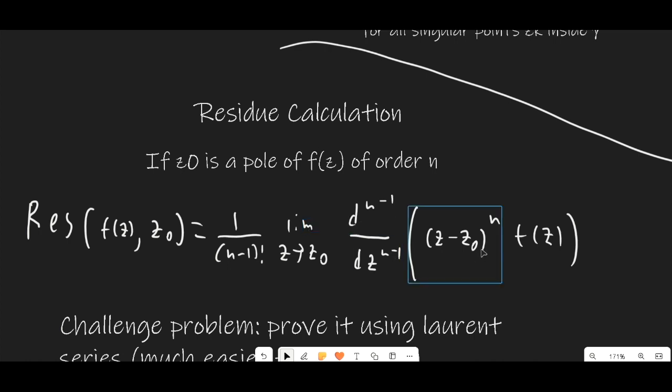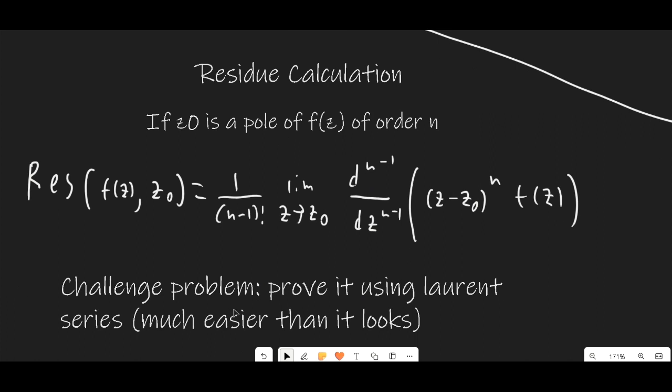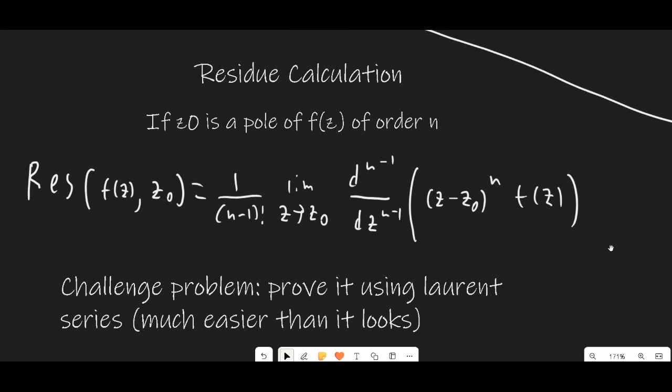Now, the trickier part is a challenge problem that I'm giving you guys, which is to prove it using the Laurent series of the function about z0. That seems really difficult to prove, this crazy formula right here, but trust me, it's a lot easier than it looks. All you have to do is plug in the formula for the Laurent series and show that it actually evaluates to the residue. So I think you guys should definitely try that.